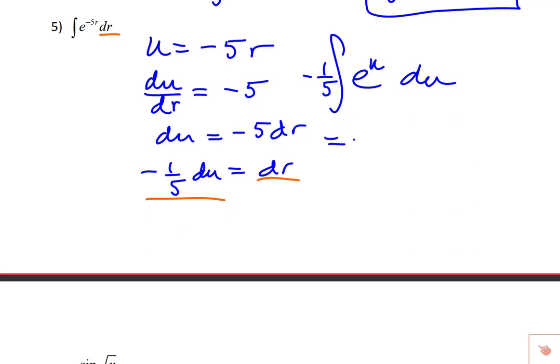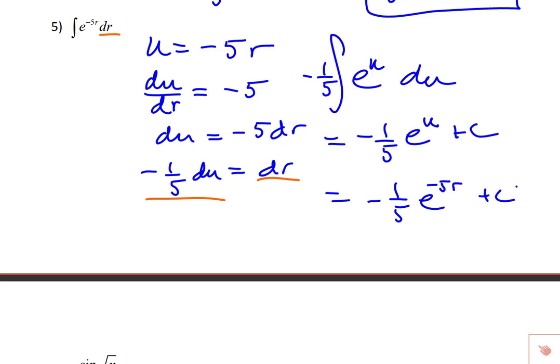Then we'll go ahead with the antiderivative of e to the u with respect to u, which is a simple one. This will just be the negative 1/5 constant stays out in front, and then the antiderivative is just e to the u, and we could say plus c. If we go back and replace u with what it was, we'll end up with negative 1/5 e to the negative 5r plus c.